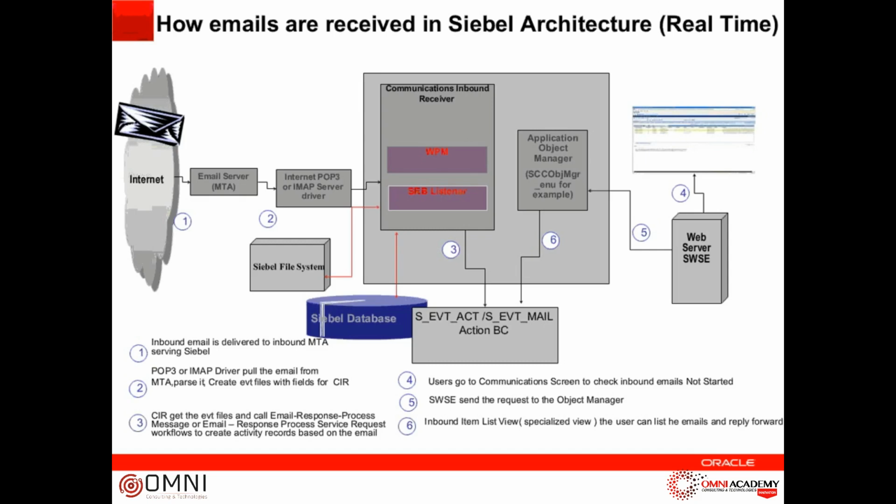Users go to the communication screen to check the inbound emails, which are shown with a status of not started. The request is sent to the object manager, and the inbound item list view, which is again a specialized view, can be seen, where the user can see the list of emails to which he can send a reply or forward.